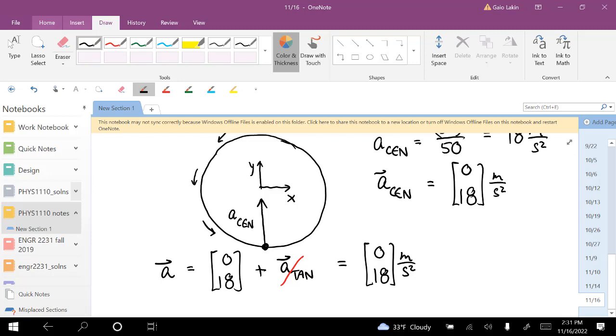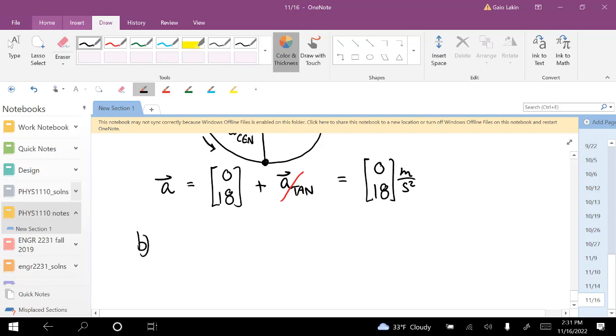Then for part B, we want to calculate the net force. We're going to use Newton's second law, but if you're looking for F net, skip drawing the free body diagram. That's the only time that you have to skip it because F net is just lumping all the forces together anyways, so you don't care what those individual forces are.